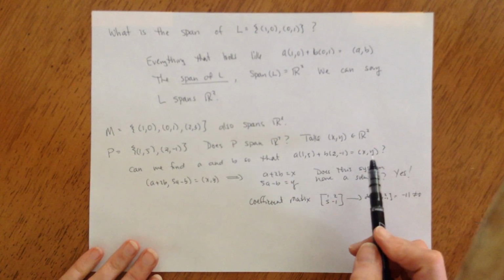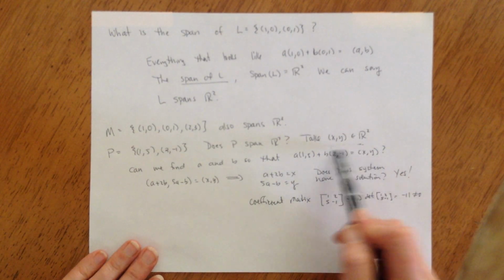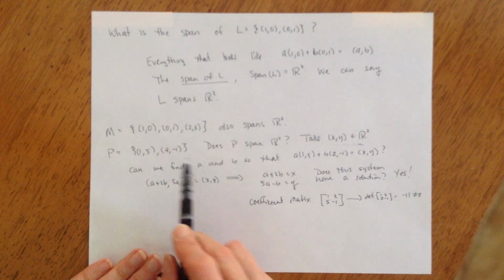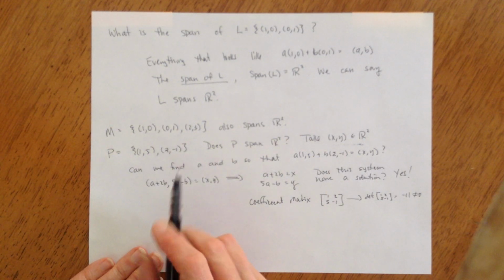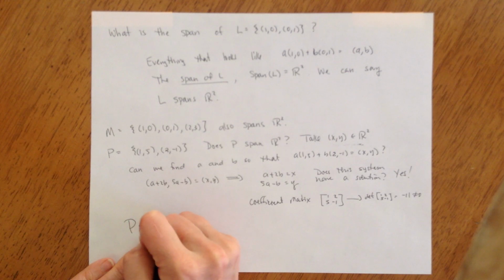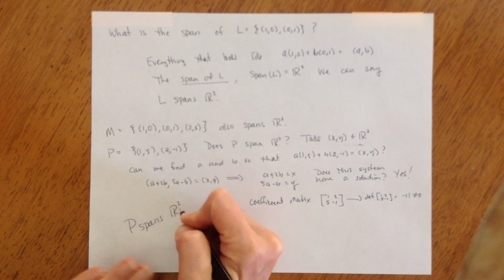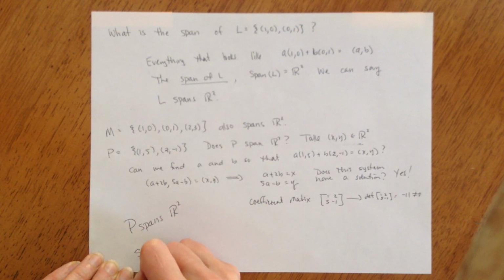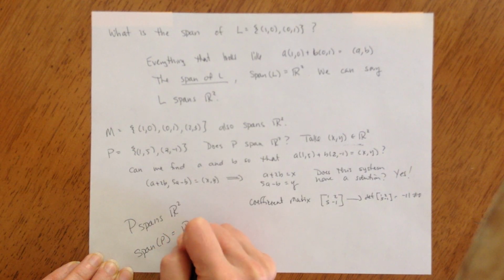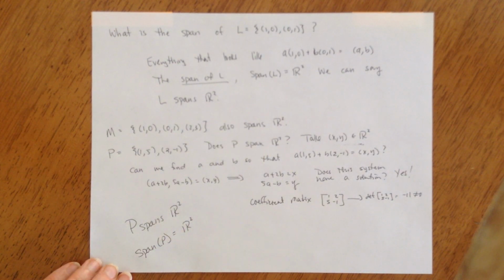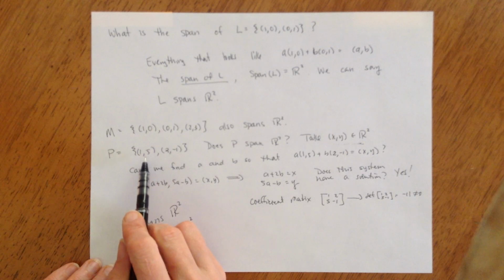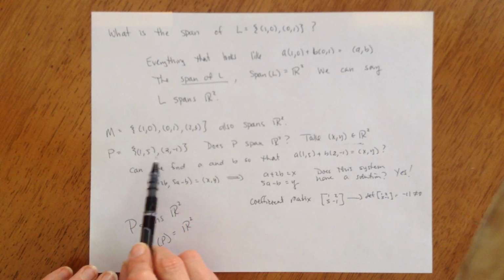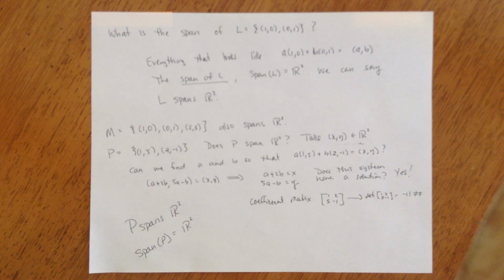So no matter what general vector I take from R2, I can write it as a linear combination of these two guys, which means that P spans R2, or alternately that the span of P is equal to R2. And so this is another set. These two things span the entire set R2.